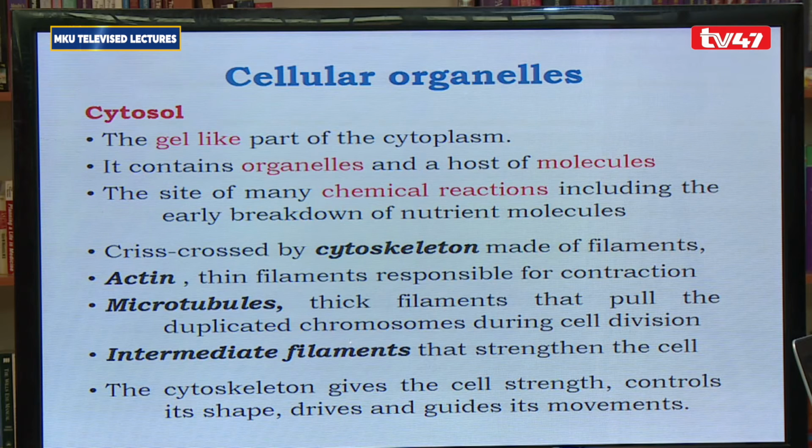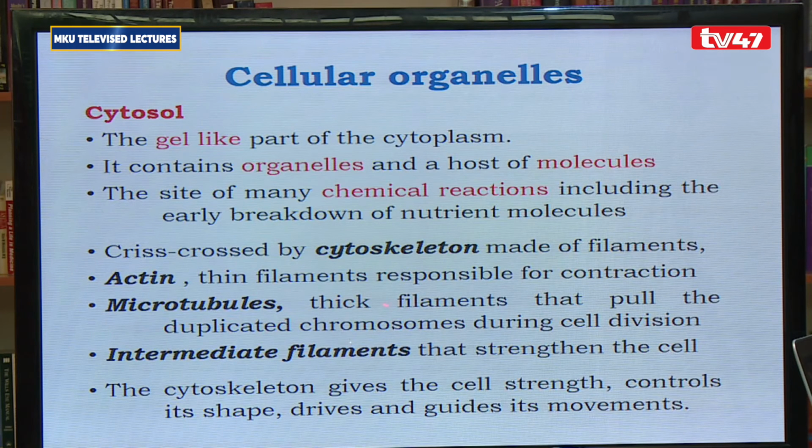Now, the cytosol is where you'll find the cytoskeleton, which is a crisscross of filaments. I had mentioned this earlier. There are three types of filaments. There are the thin filaments known as actin, which are mostly responsible for contraction. Cells such as muscle cells have a very prominent amount of actin, because their main work is contraction and relaxation so that the muscles can provide movement to the organism. So actin filaments make up the cytoskeleton, and they're involved in contraction.